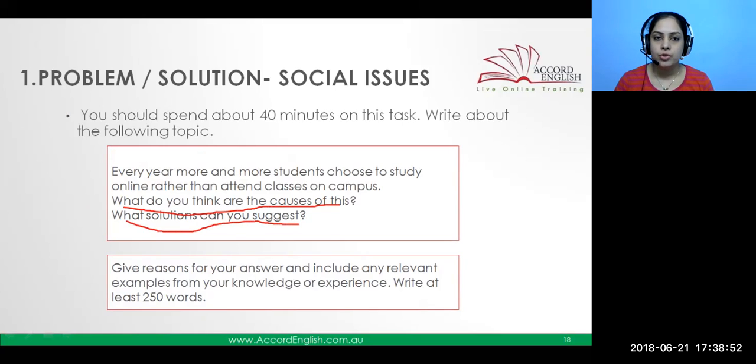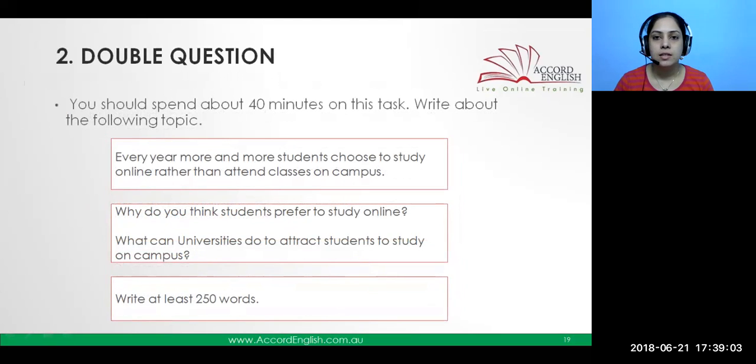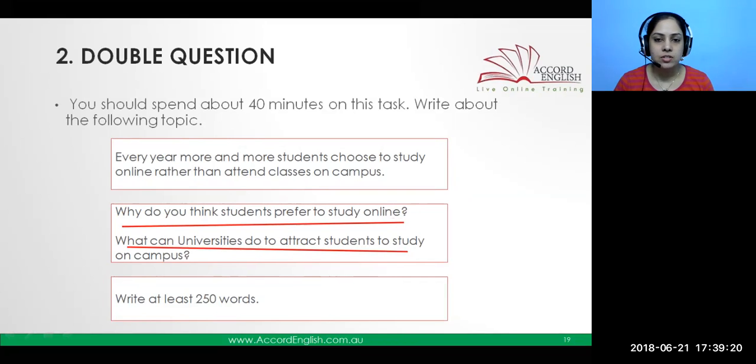So this is what your examiner is going to look for, whether you are able to suggest solutions for these kinds of problems. The next model is a double question model, in which there will be 2 different types of questions given to you. The same question is repeated, but towards the end: why do you think students prefer to study online? Question number 1. What can universities do to attract students to study on campus? Question number 2. This is the question that you're going to get.